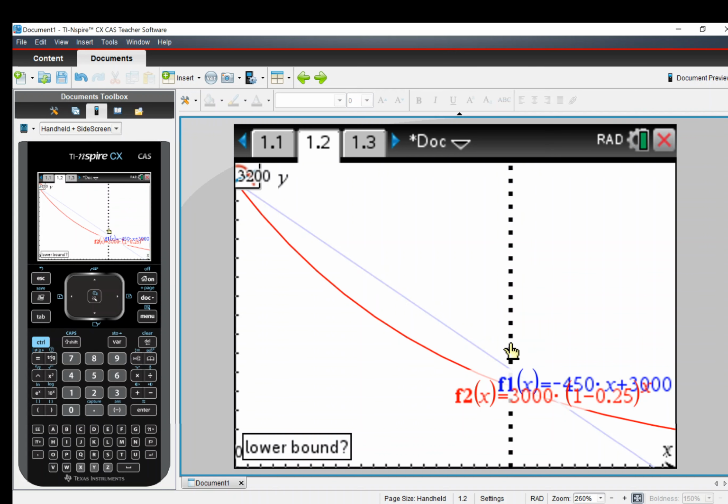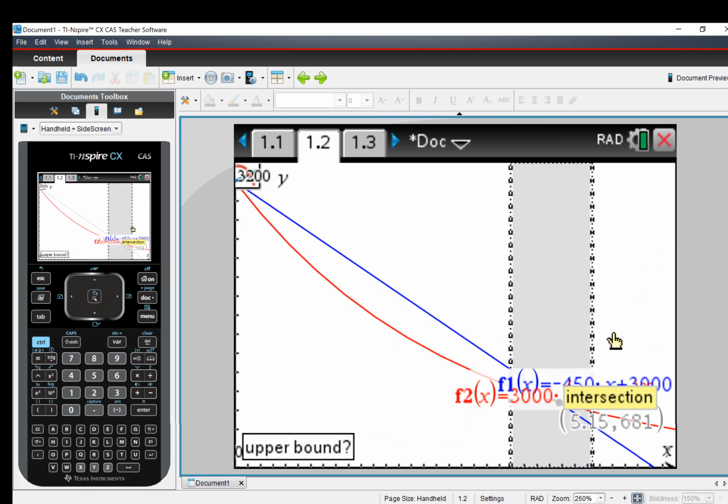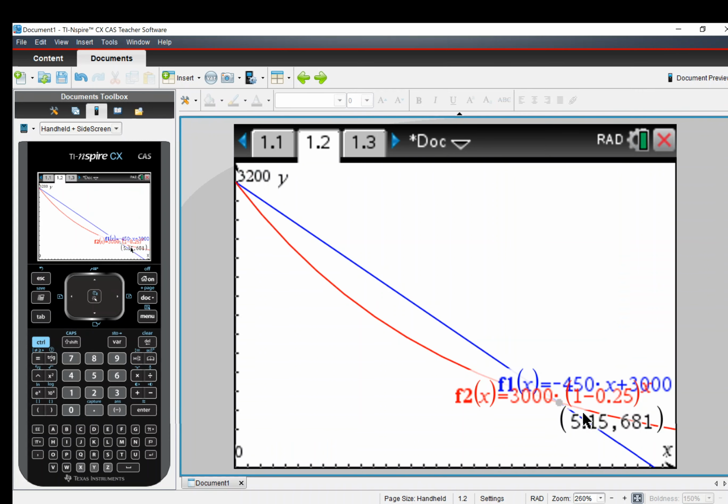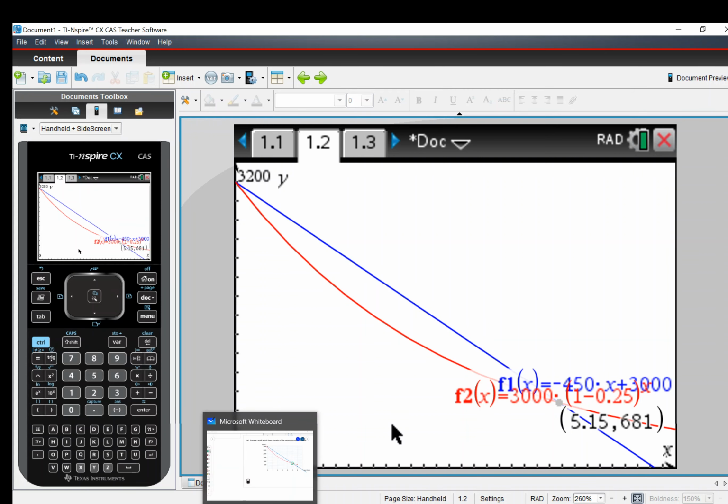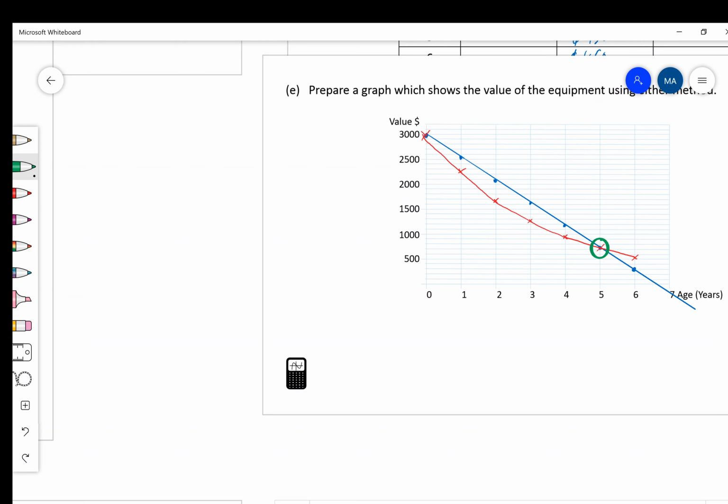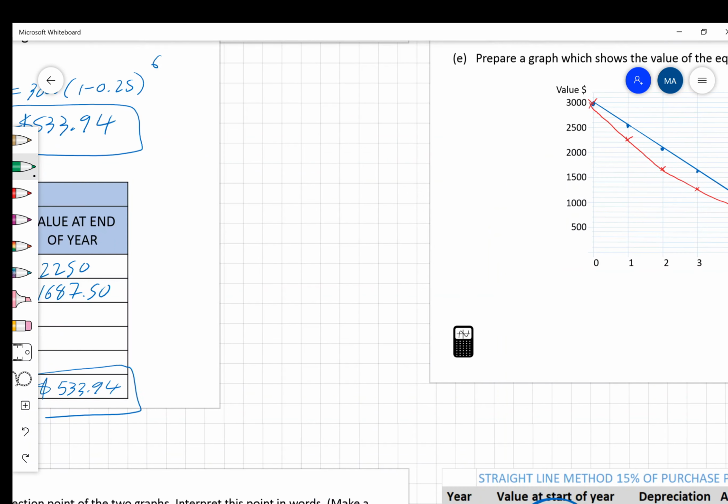So I'm going to click lower bound on the left side of this point of intersection, and then we drag across to the right and see I've covered the point of intersection. It's already telling me what it is. I'll set the upper bound, and the point of intersection is 5.15 years, and under both methods it's worth $681. Let's take that point of intersection, 5.15, 681. So we've just passed the 5 on the graph there, so it matches up pretty well.